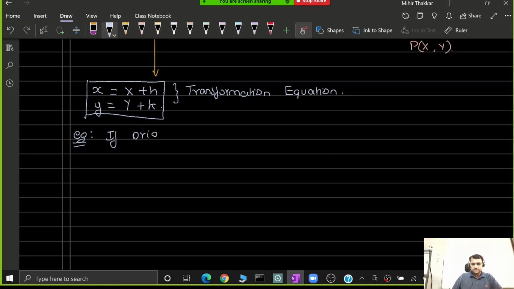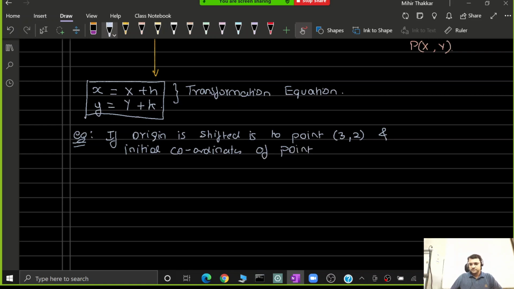If the origin is shifted to the point (3, 2) and the initial coordinates of the point are (-5, 7), find the new coordinates. If a question is given to us something like this.